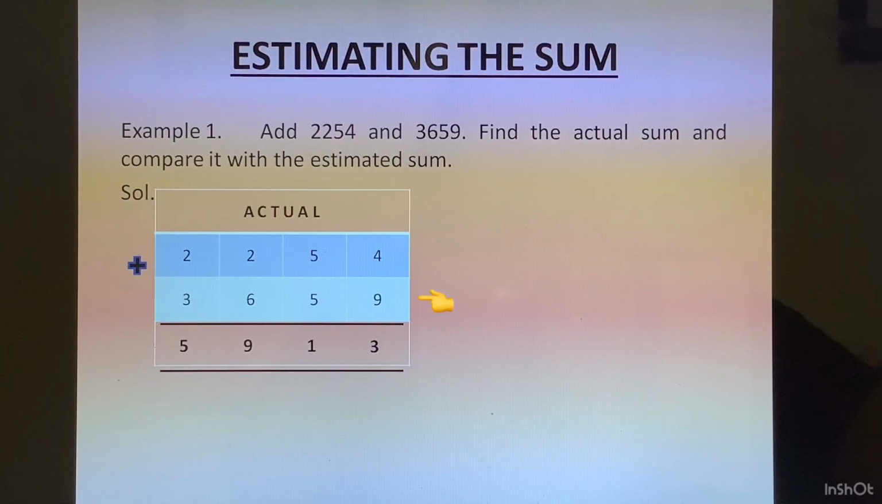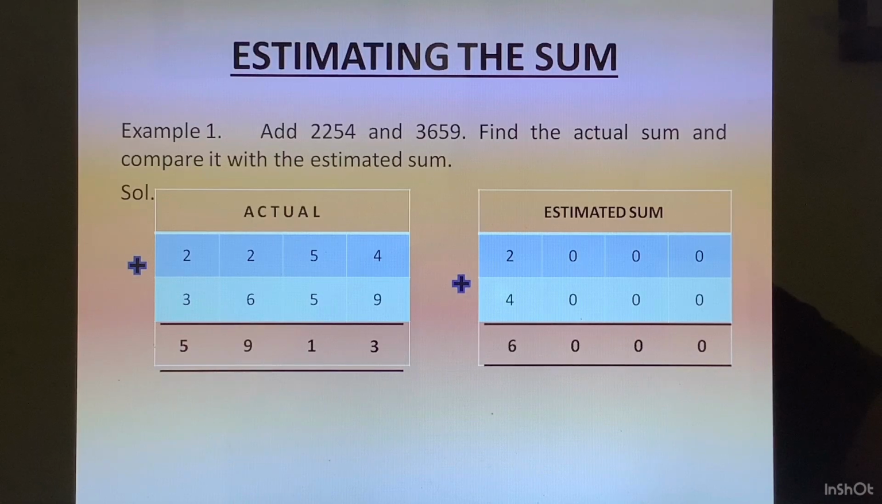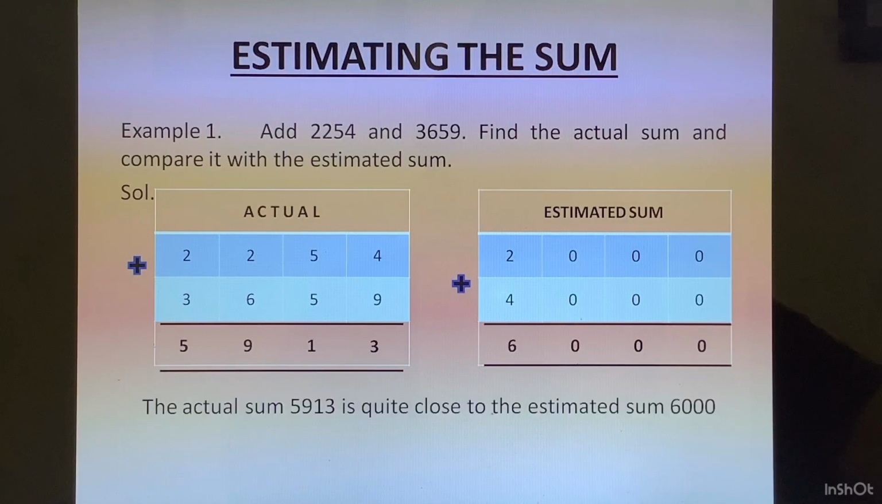And when we look at the next number, 3659, we will look at the digit at hundreds place, which is 6. 6 is greater than 5. So we will round off to the upper limit. This number will become 4000. The first number has become 2000 and the second number has become 4000. When we add, the estimated sum becomes 6000. Now if you see 5913 and 6000, they are close, isn't it? The actual sum 5913 is quite close to the estimated sum 6000.